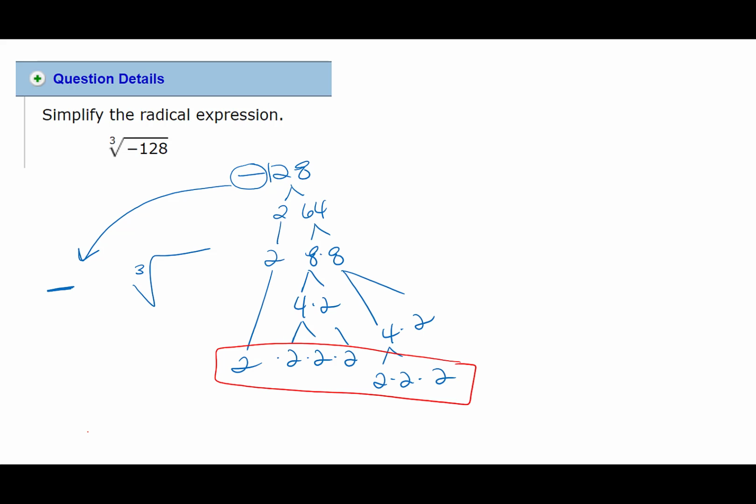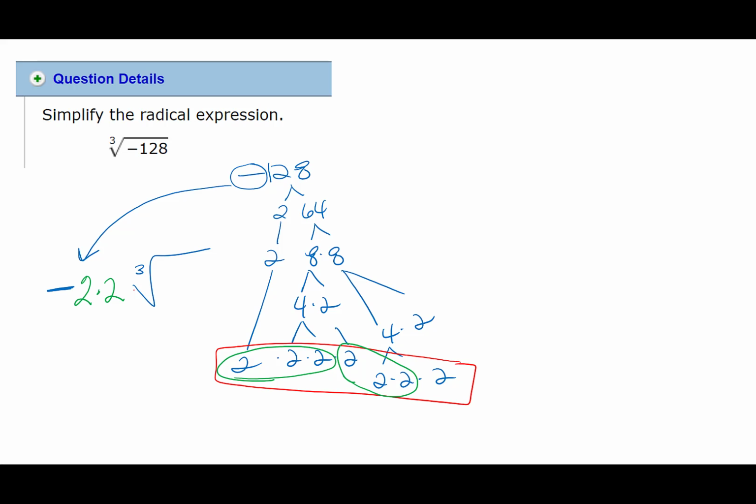Okay, here's what your factor tree will look like. In the red box is the prime factorization. You have 7 2s. The index number is 3, so we're looking for groups of 3. Here's a set of 3. Here's a set of 3. Now we have 2 sets of triplets. And so now we're going to put a 2 times 2 on the outside of the radical.